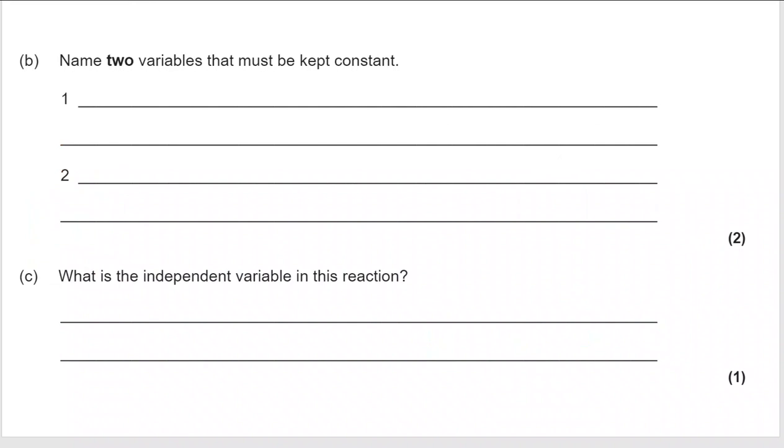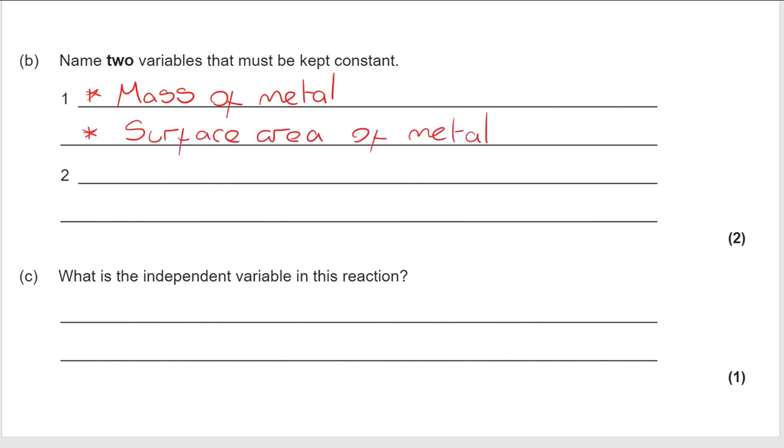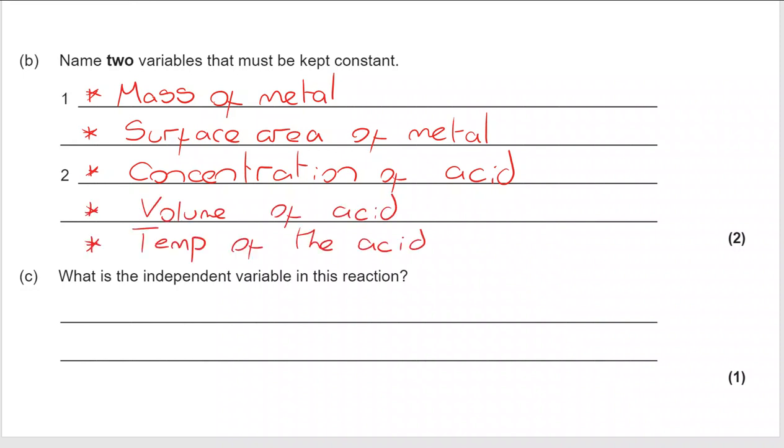Now there's more than 2 answers that you can give. We're essentially thinking about control variables. Remember, we change the independent variable. We measure the dependent variable as a result of our change to the independent variable, but we try to keep everything else the same. So we may have kept the mass of the metal the same, the surface area of the metal the same, the concentration or the volume of the acid the same, and potentially we could have kept the temperature of the acid the same as well.